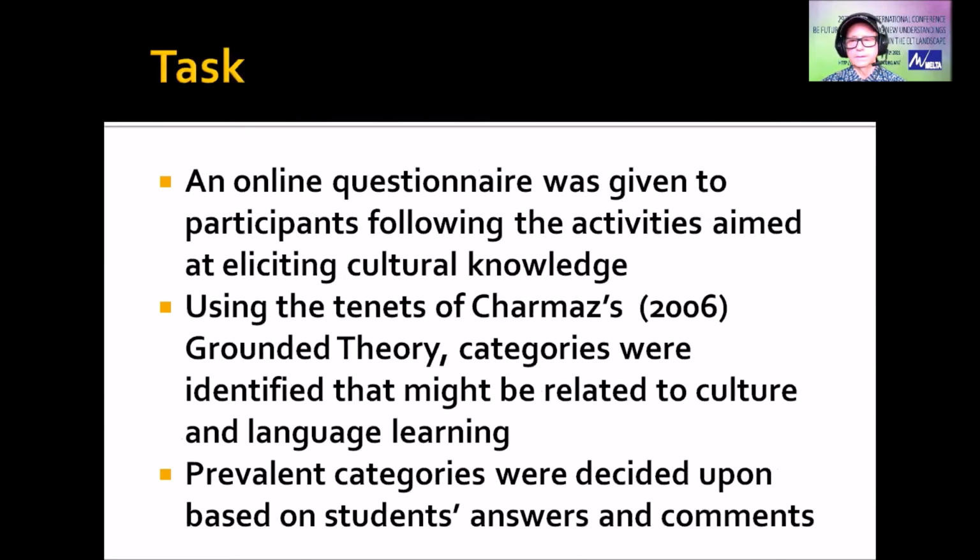Following this, an online questionnaire was given to all of the participants aimed at eliciting what kind of cultural knowledge they felt they received by participating in the activity. We based our categories on Sharma's grounded theory, where she talks about categories arising from data. So we looked at the interaction, and we also looked at the questionnaire to determine which categories we thought were prevalent.